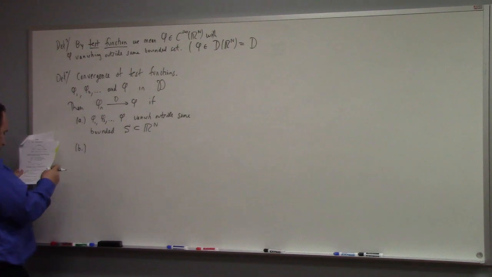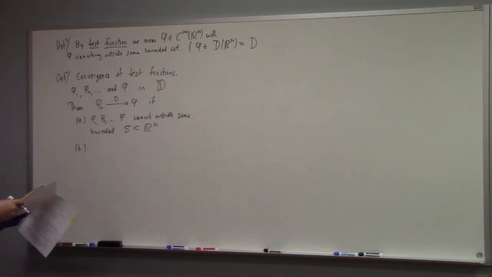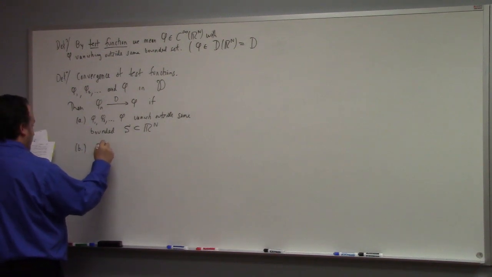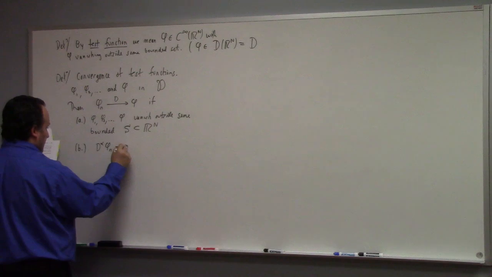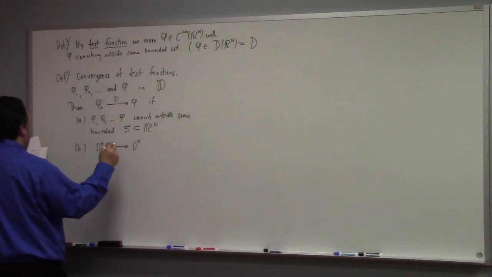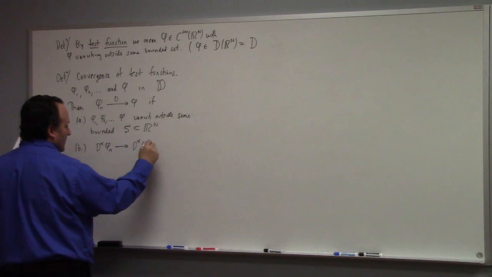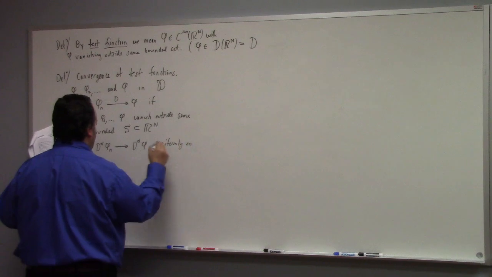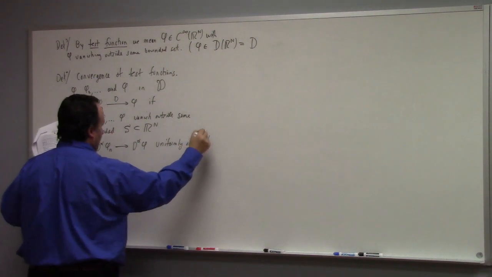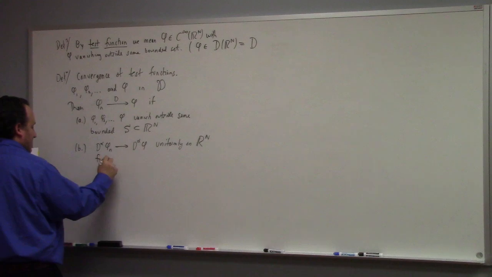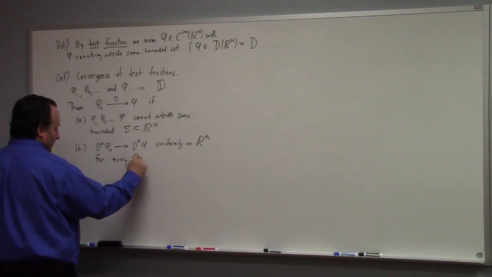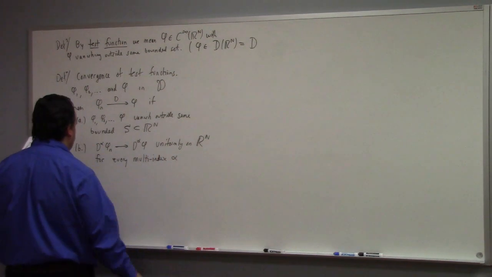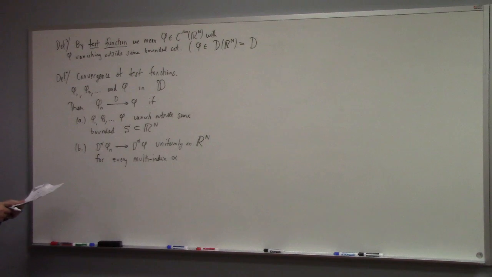And B, the alpha derivative of phi n must converge to the alpha derivative of phi uniformly on Rn for every multi-index alpha. So that's a lot.